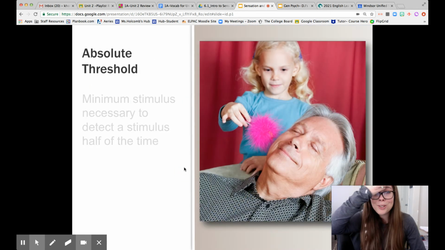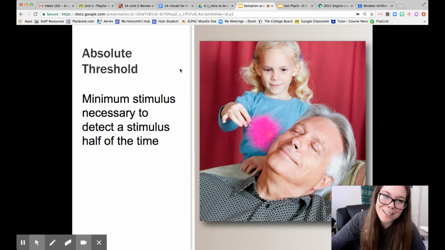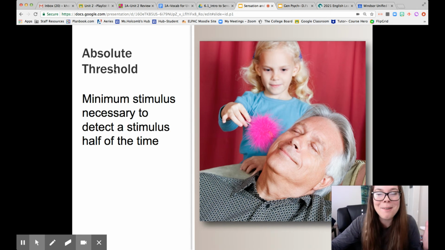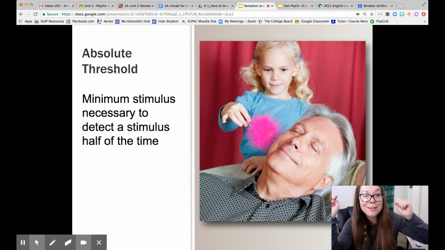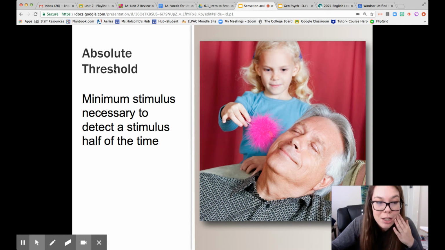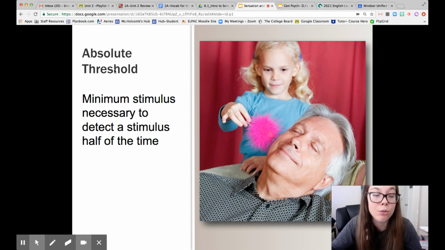And I know this picture is really creepy, but I always enjoy showing it because everyone's like, whoa, what's happening? So the absolute threshold is another vocab term, and it's the minimum stimulus necessary to detect a stimulus half the time. As the grandchild, I think that's his grandchild, brushes the feather against his cheek, only about half the time will he notice it. So with the absolute threshold, you're going to detect the stimulus about half the time. That's your absolute threshold.